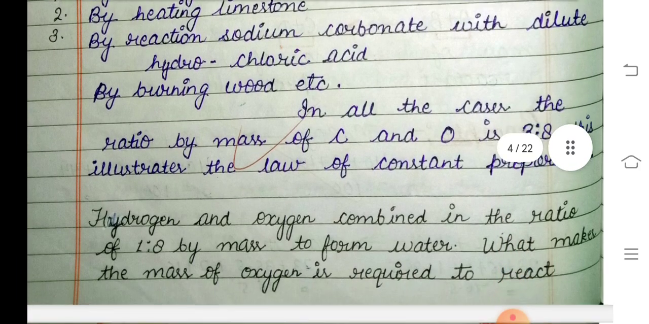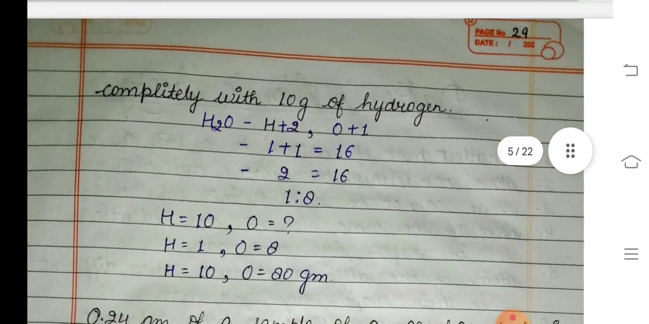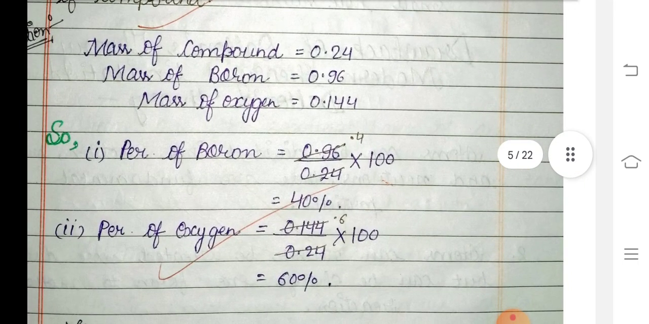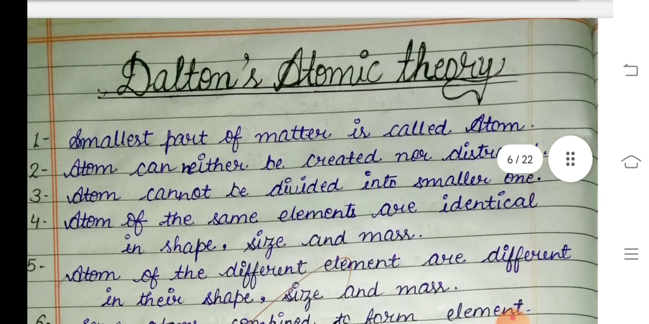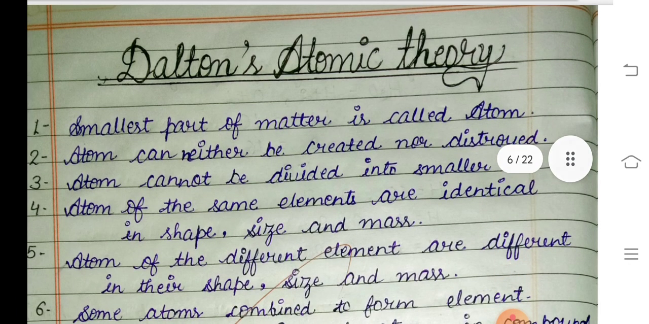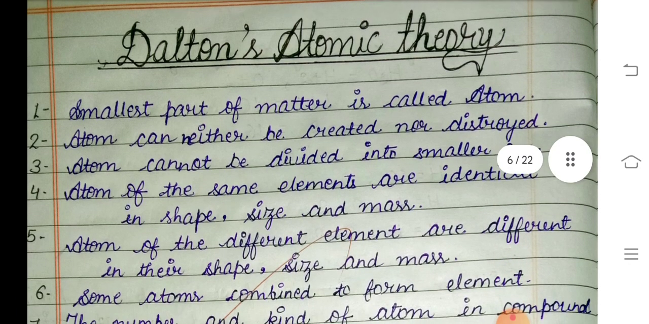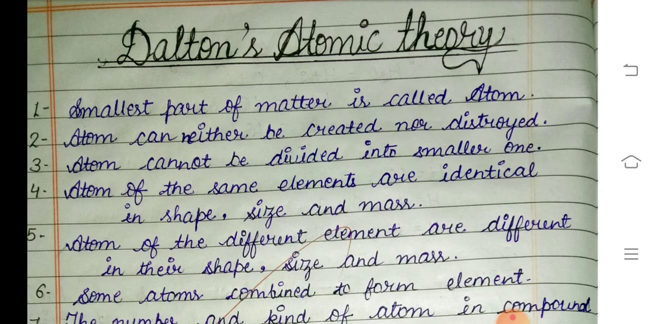So these are the examples, right? And here is the numerical for this, so you can learn it better. Okay, so therefore there is Dalton's atomic theory. So what's the Dalton atomic theory, guys?